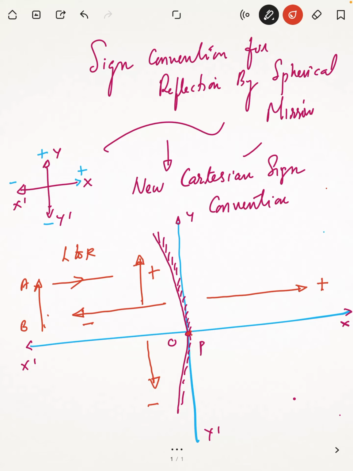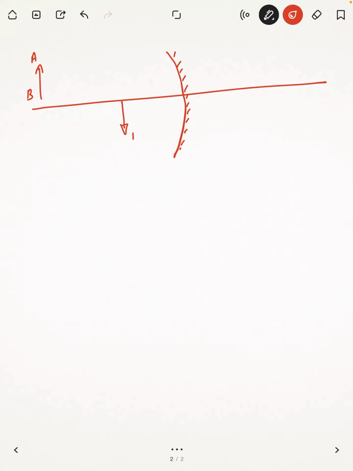We will see. This is your concave mirror. The object is always on the left side, and we will see real images. Real images are formed in front, A dash B dash. Virtual images are formed behind the mirror.